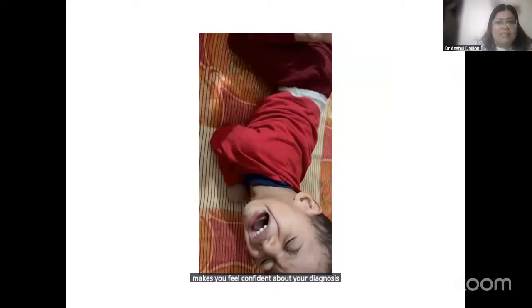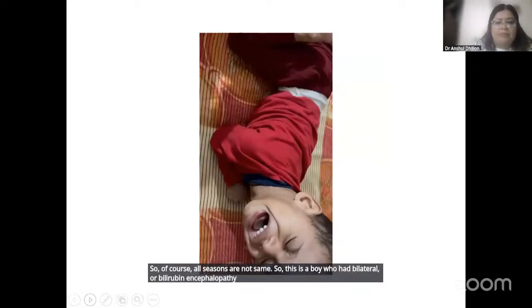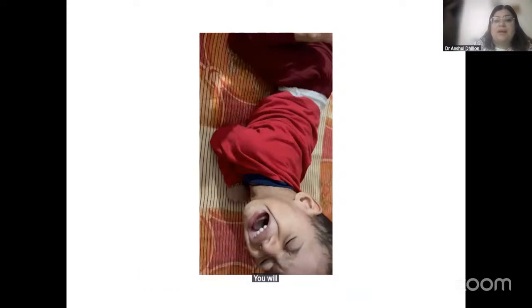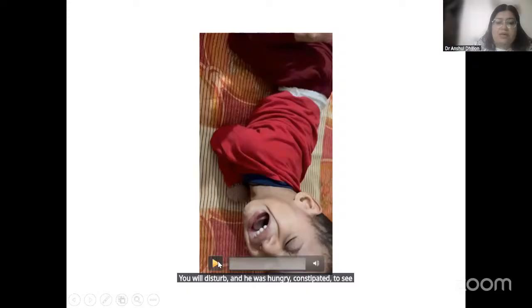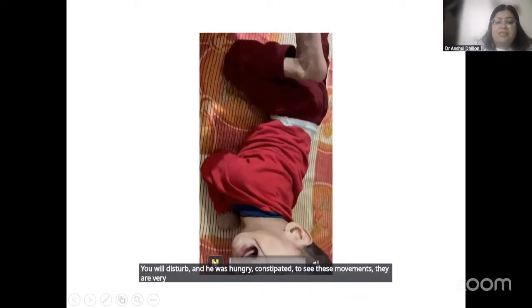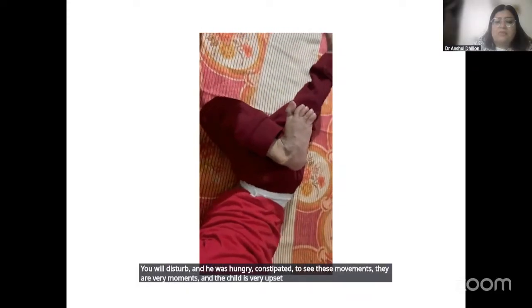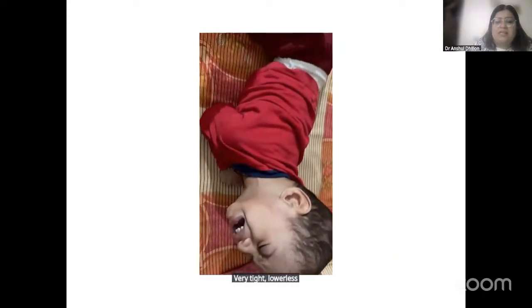So of course, all seizures are not the same. This is a boy who had bilirubin encephalopathy and developmental delay, microcephaly, and this child had very bad, painful movements when he was disturbed, and he was hungry, constipated. See these movements; they are very tonic movements, and the child is very upset, very tight lower lips, a bit of arching, and crying.